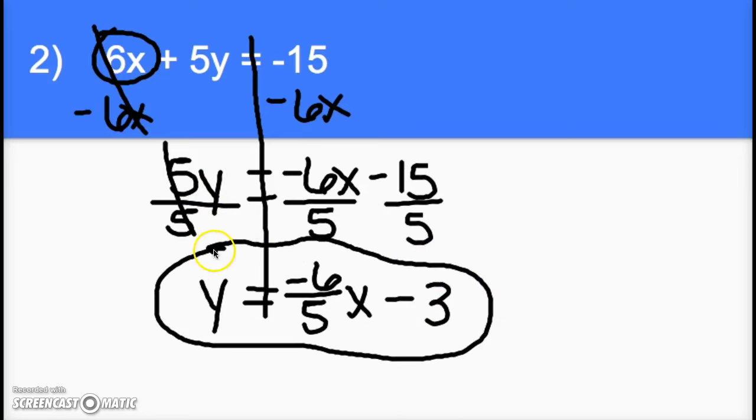Now the reason you want this number in front of the x to be a fraction, we'll talk about that when we get closer to graphing. It will make graphing a whole lot easier if you have a fraction here in front of the x instead of a decimal. And we'll get into that a little bit later. So y equals negative 6/5 x minus 3. Okay, next example.